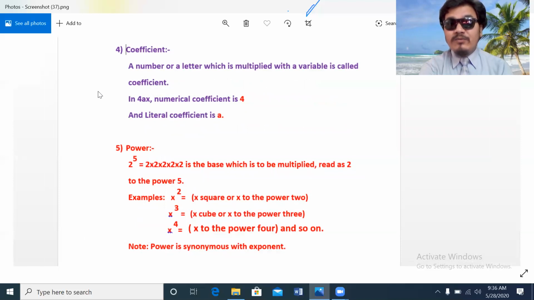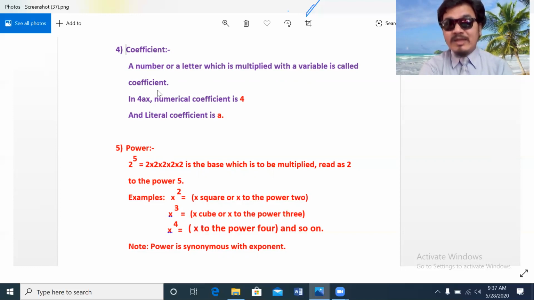See here, the fourth one is coefficient. This word also comes frequently in algebra. What is the meaning of coefficient? Let's read. A number or a letter, sometimes a letter, sometimes a number, which is multiplied with a variable is called a coefficient. Sometimes a number may be multiplied with the variable, and sometimes a letter may be multiplied with the variable.